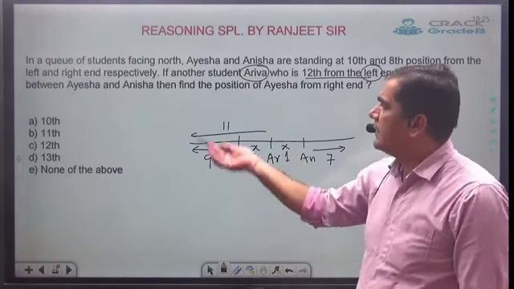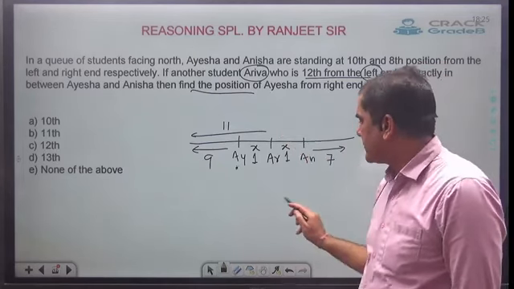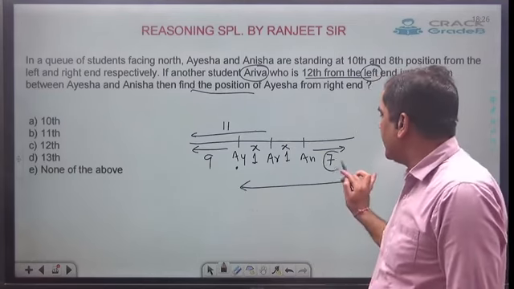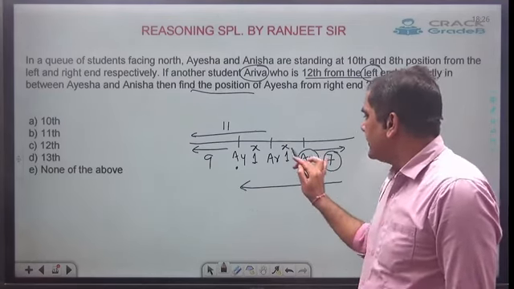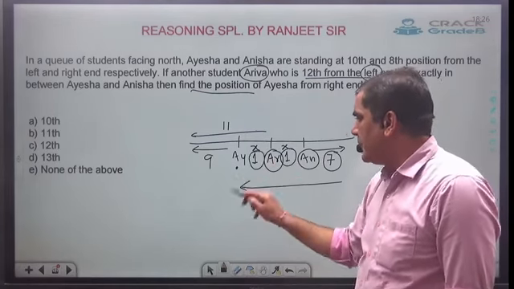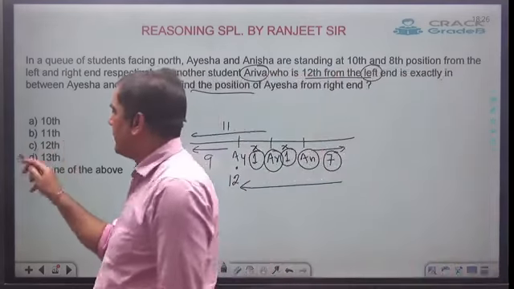Now, what they are saying is: find the position of Aisha from right. From here, you have to find the position. So 7 is over here, 8 is Anisha, 9th is in between, 10th is Ariba, 1 is over here, 11. So Aisha must be 12. The answer is Aisha is 12th from right.